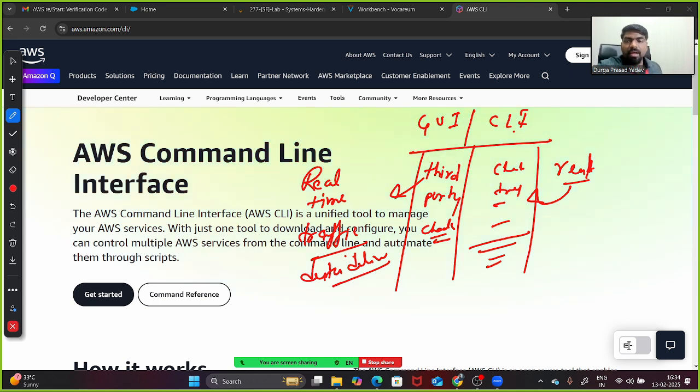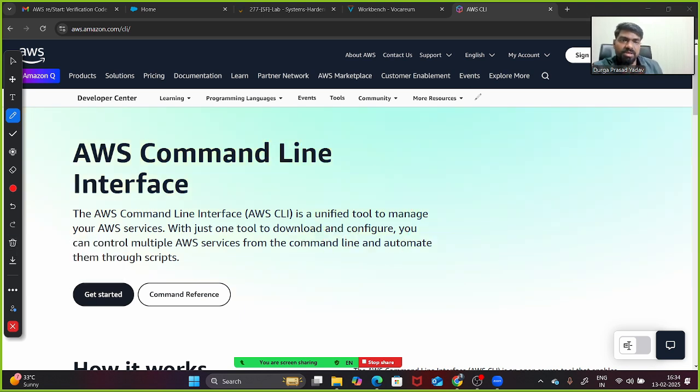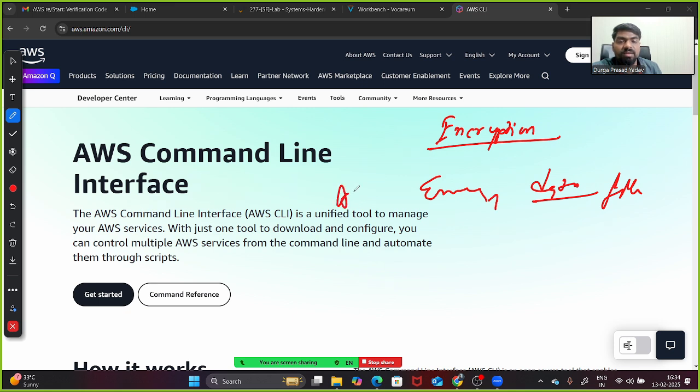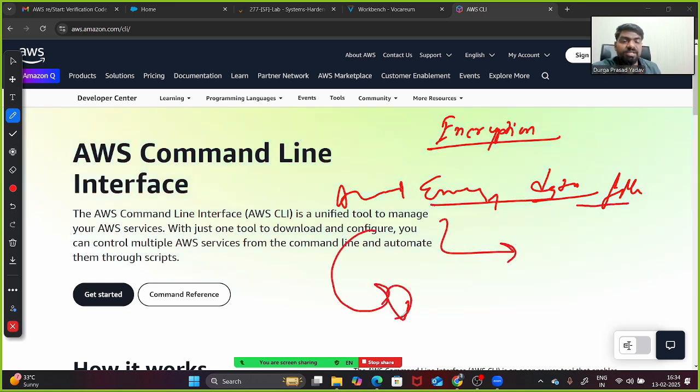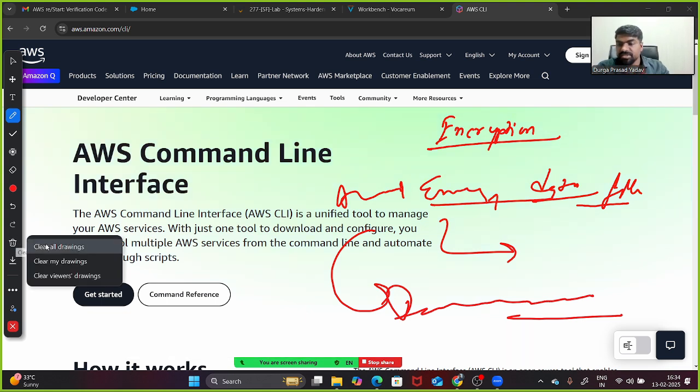Yes, sir. And sometimes, if you are working with encryption and you have a data folder or file, you can just write the AWS command to encrypt this data, and it will encrypt. If you need to decrypt, just write decrypt this, and it will decrypt. Why do so many things there, right? But again, we should know how to use the CLI.